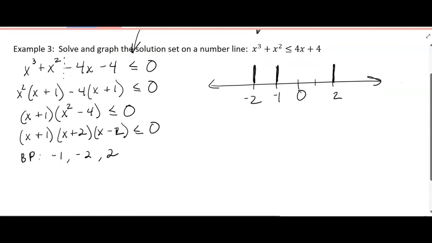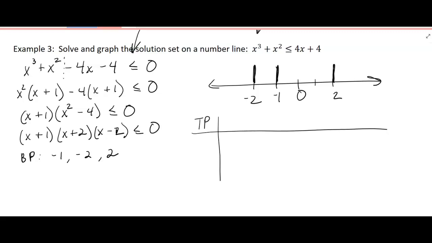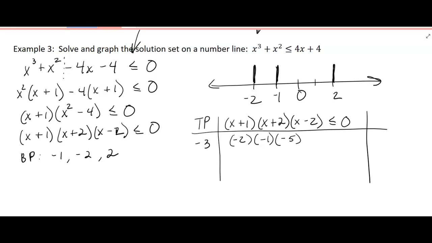Okay, so think of a number less than -2. Let me put this in here, x plus 1, x plus 2. I'll use the factored form. I don't have to. I could use the other form. And let's see, I'll just pick -3. These are fairly easy to plug in. So if I put in -3, I'm going to get -2, a -1, and a -5. And is that going to be less than or equal to 0? Let me think about it. It's going to be a negative number, right? Negative numbers are less than 0, so yes.